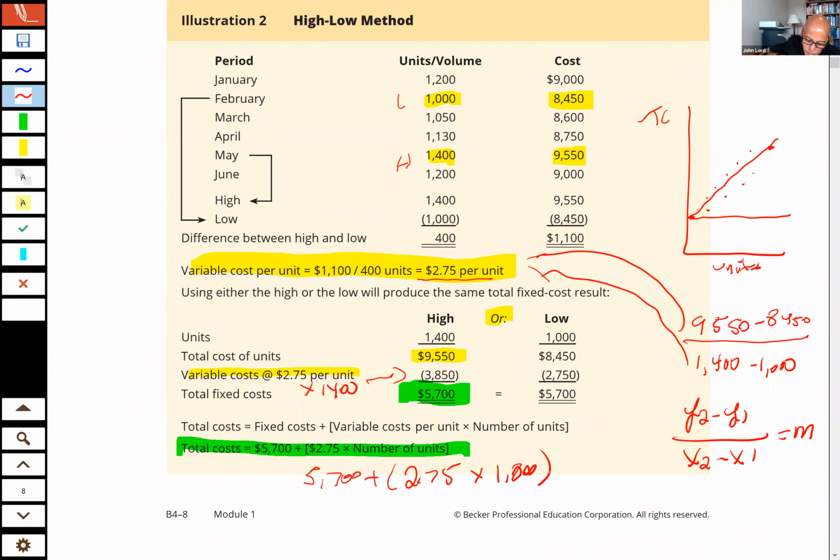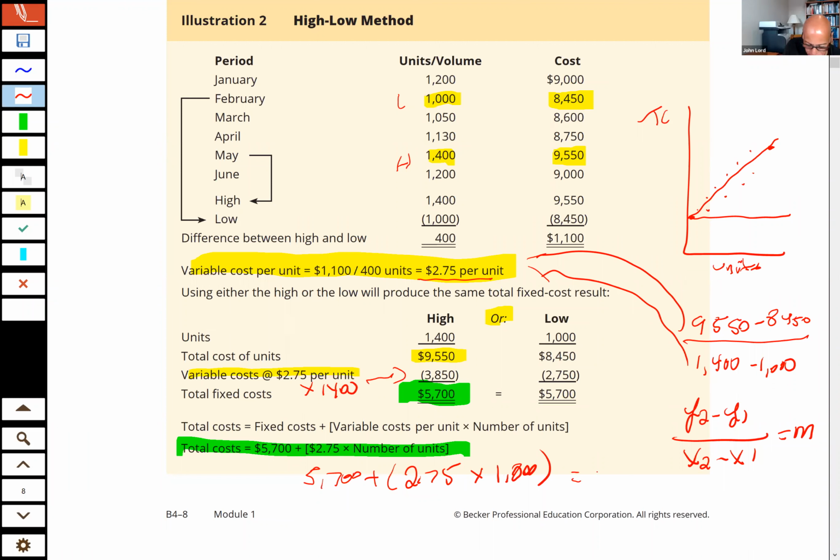I should have thought of the example beforehand, but that's all right. So 275 times 1,800 is 4,950, plus 5,700. That gives me, if I'm at 1,800 units, $10,650 of total overhead costs, or total cost, whatever it is.